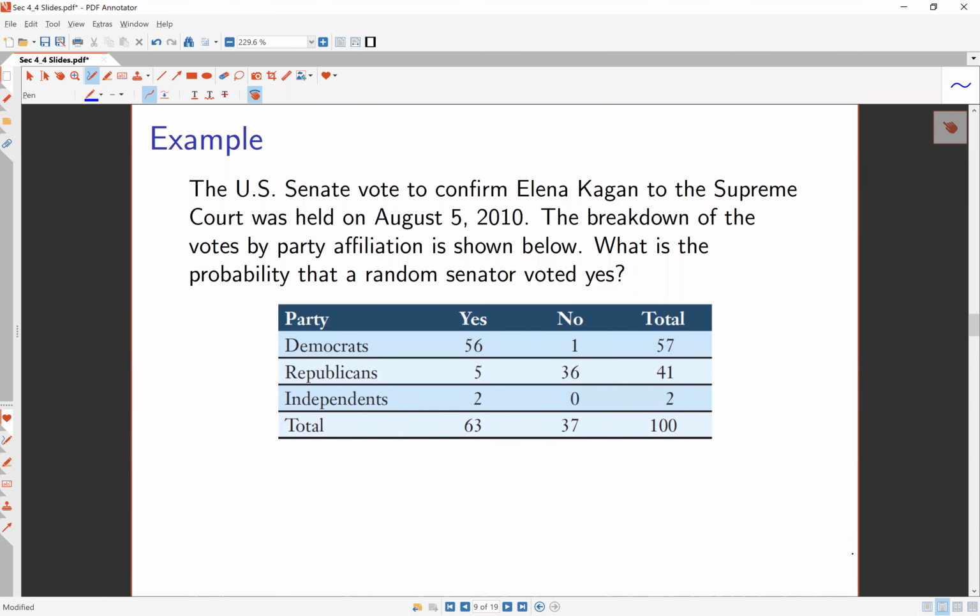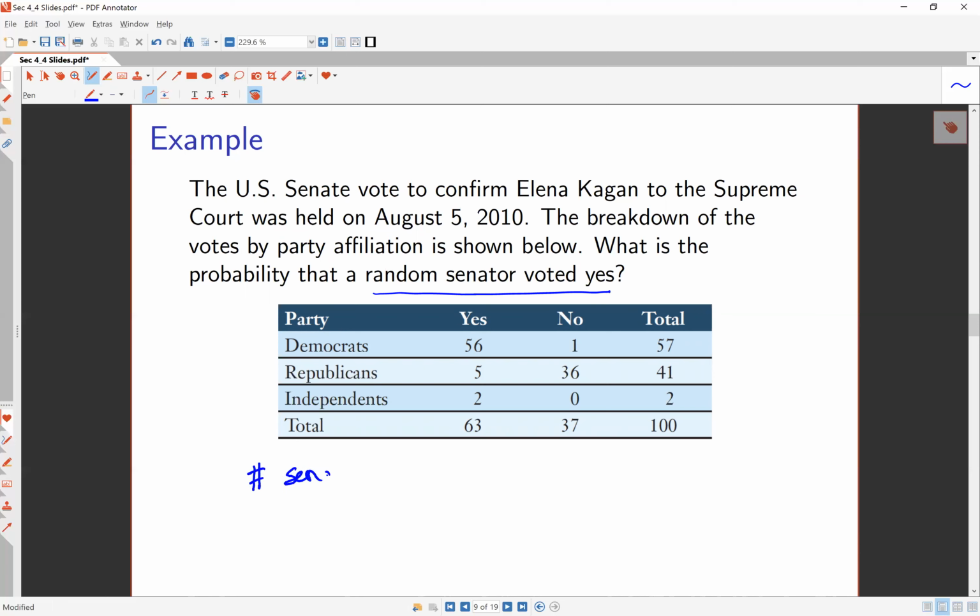So let's look at another example. The US Senate voted to confirm Elena Kagan to the Supreme Court in August of 2010. The table here shows us the breakdown of votes by party affiliation. Now, first probability we want to calculate is just the probability that a random senator voted yes.